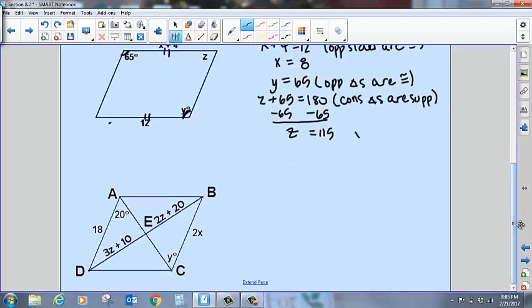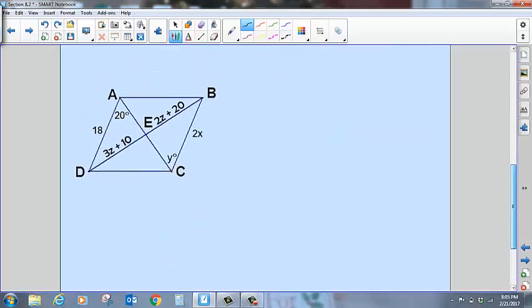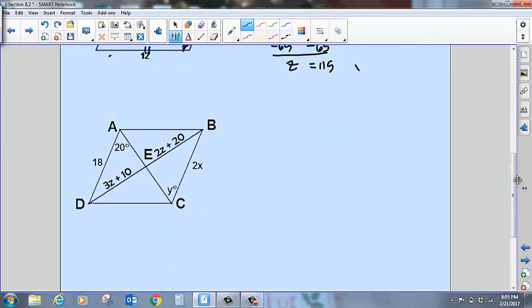Okay. For the second example, go ahead and pause if you need a little bit of time to copy this down. There's a little bit more going on with this one. So again, though, I'm letting you know that this is a parallelogram. I know it doesn't say it, but I'm telling you, ABCD is a parallelogram. We have to figure out what the value of x, y, and z are going to be again.